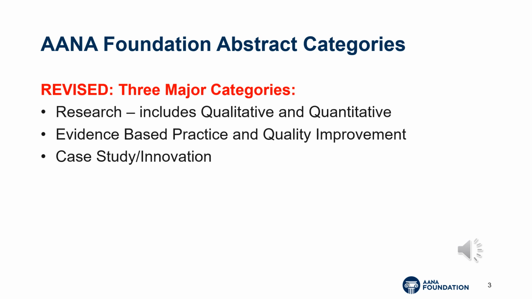The abstract categories were revised, and we changed this to have three major categories. The first category being research, which includes both qualitative and quantitative research. The second category is non-research, and that's the evidence-based practice and quality improvement category. And the third category, also non-research, is case study and innovation.